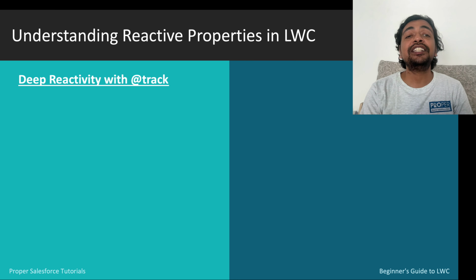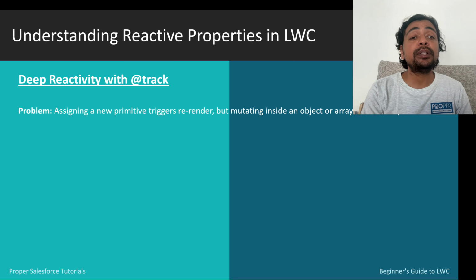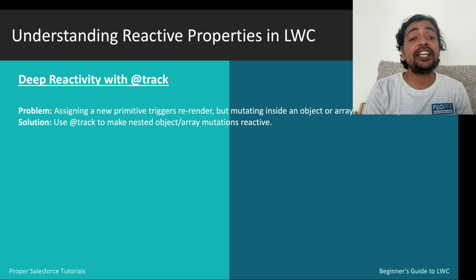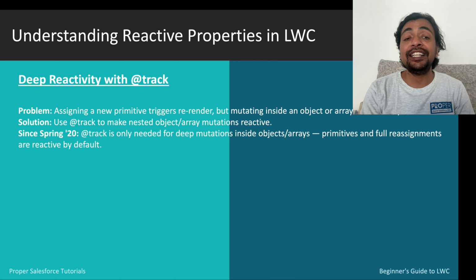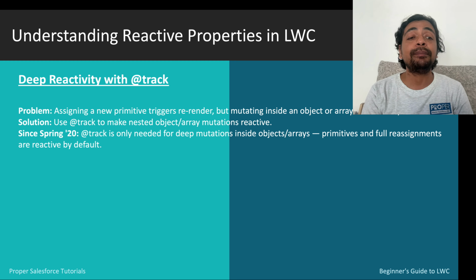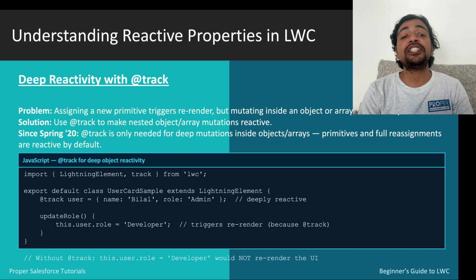Now we have seen the @track. What was the problem? The problem was assigning a new primitive triggers re-render, but mutating inside an object or array does not happen by default. So the solution over here is to use @track to make nested object or array mutation reactive. Since the Spring '20 release, @track is only needed for deep mutations inside objects and arrays. Primitives and full reassignments are reactive by default. Prior to that, we had to use @track with all of them. Now this was the code which I have shown you.